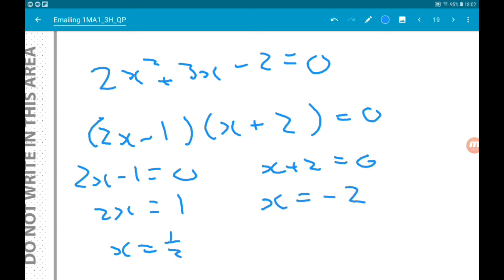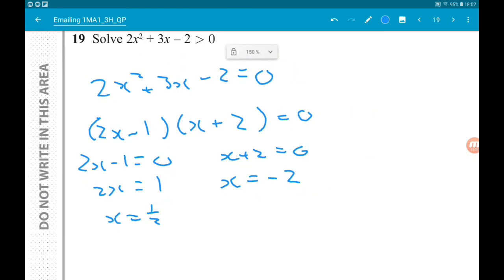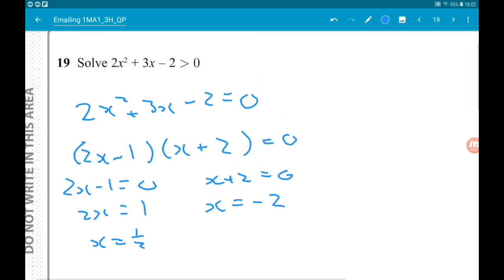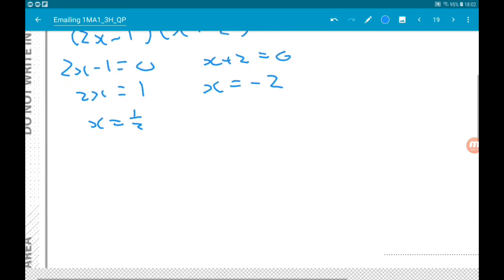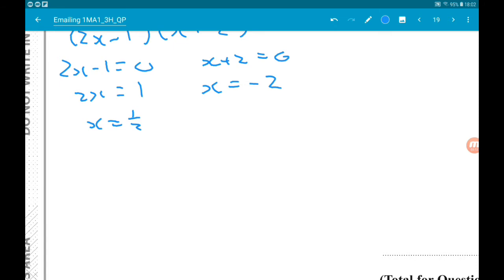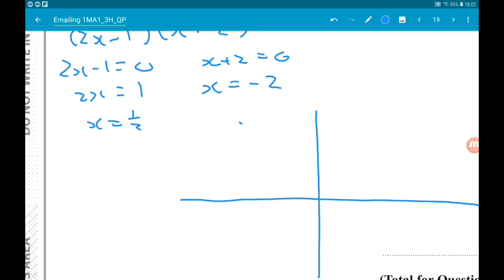So we can now sketch the quadratic. It's got a positive x squared, so it's a happy quadratic. There, happy quadratic. So we cross the x-axis at minus 2 and 1/2. So something like that.